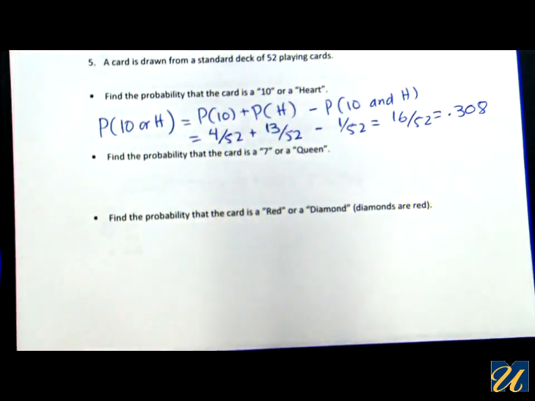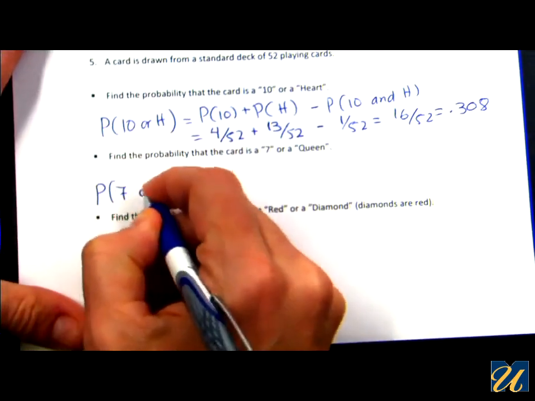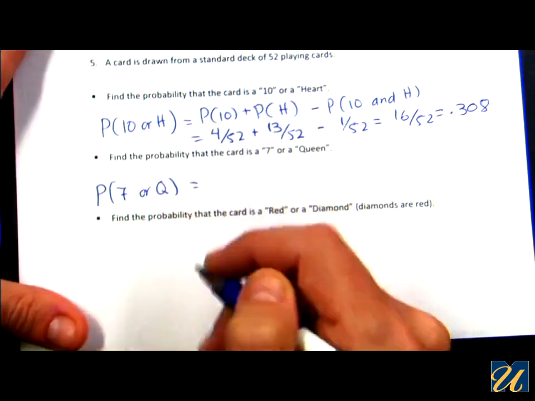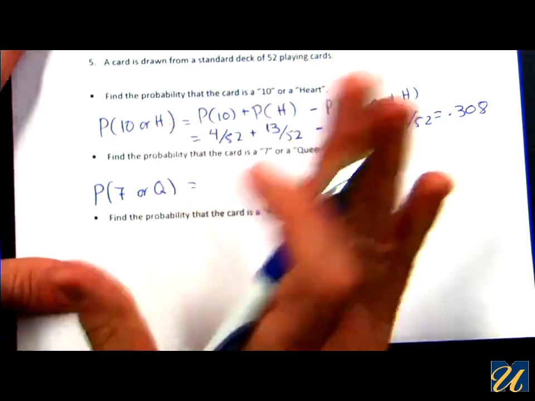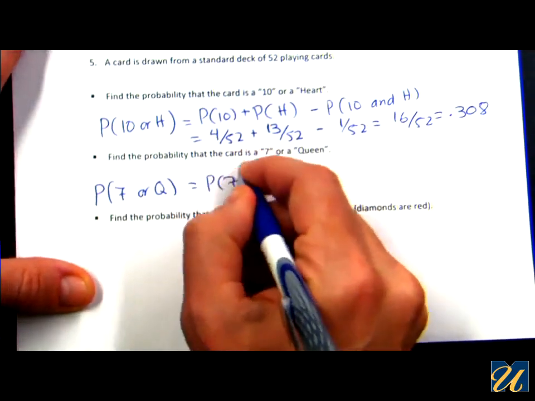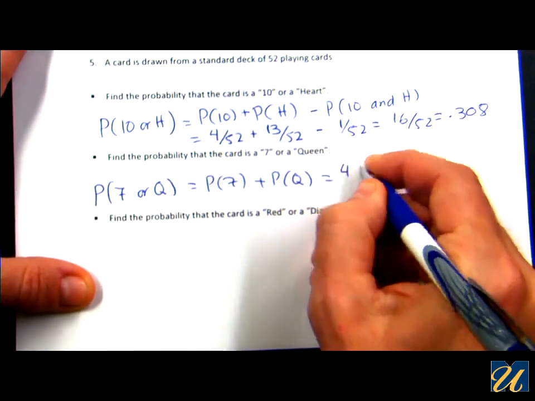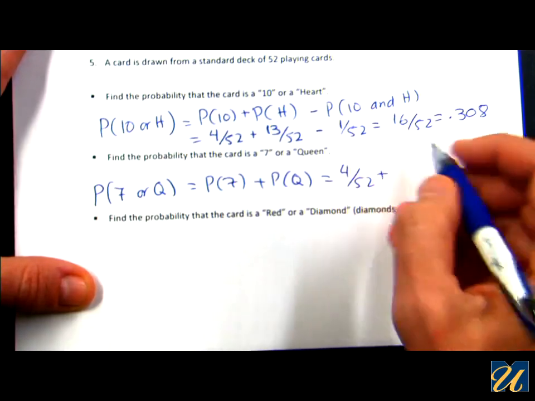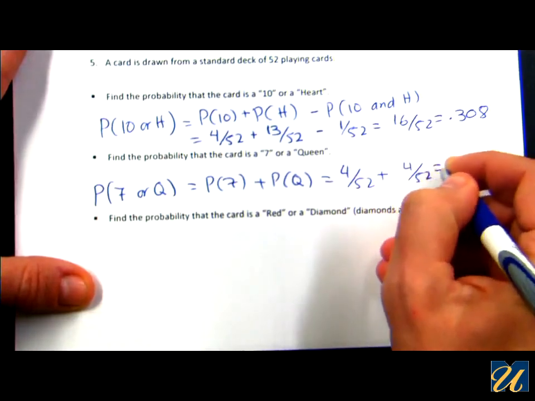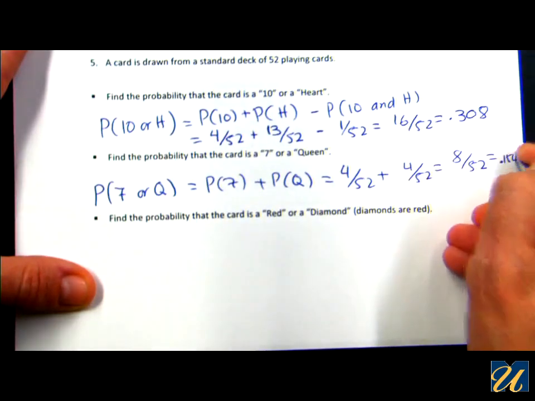Find the probability that the card is a 7 or queen. 7 or queen. Actually, in this case, they are mutually exclusive events. That means you cannot have a card that is both 7 and a queen. So we simply add the corresponding probabilities. The probability of getting a 7 is 4 out of 52. The probability of getting a queen is also 4 out of 52. So 8 out of 52 for the probability, 0.154.